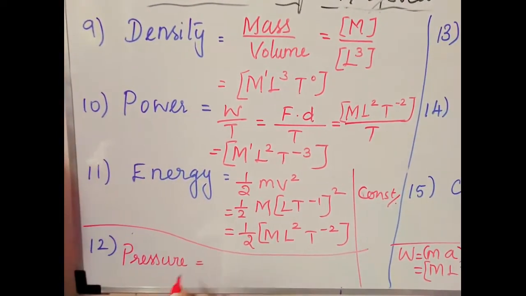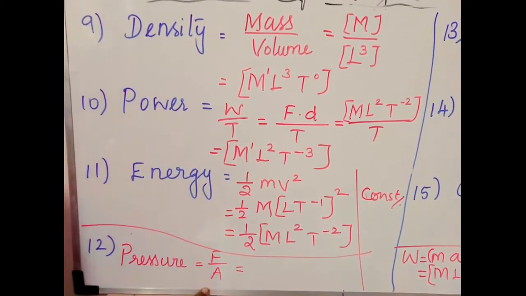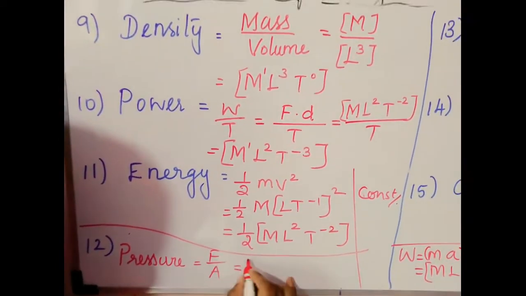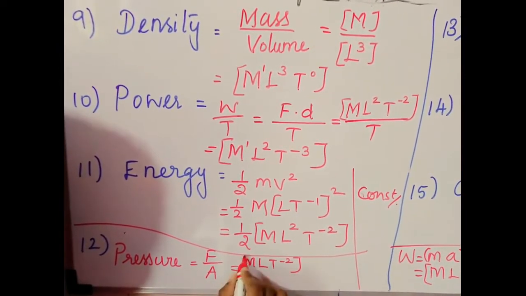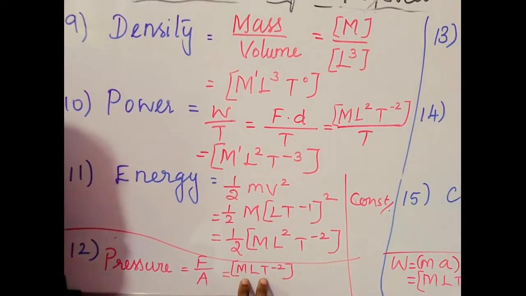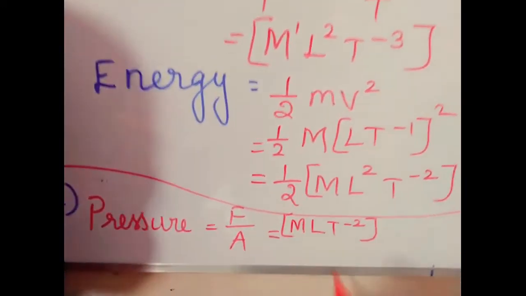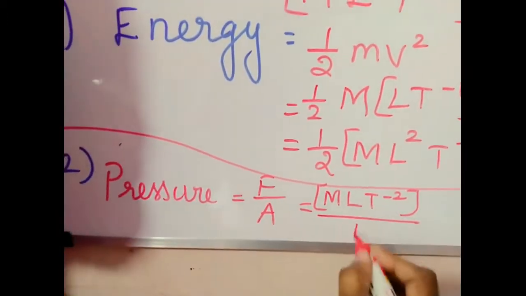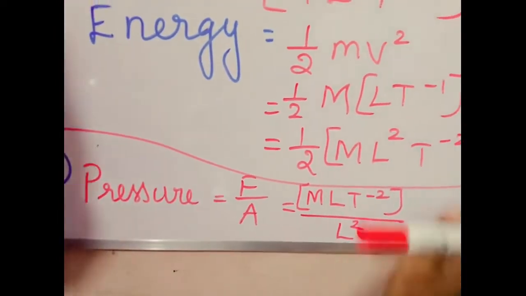So pressure is force per area. Force is M L T power minus 2, that we have done previously for force. So mass into acceleration. For mass it is capital M, acceleration L T power minus 2. And area is L into L, L square.